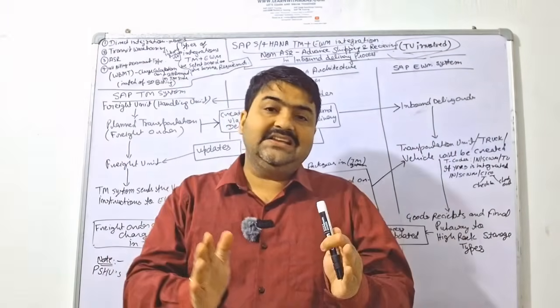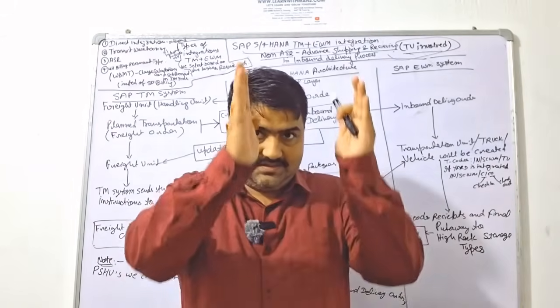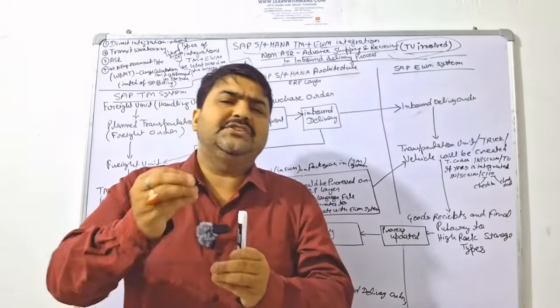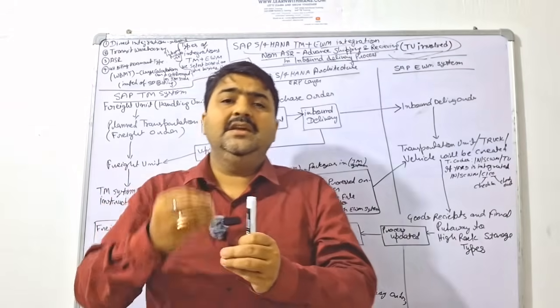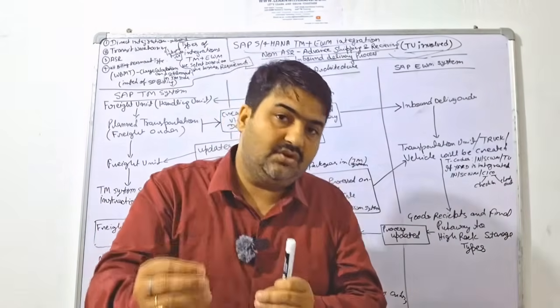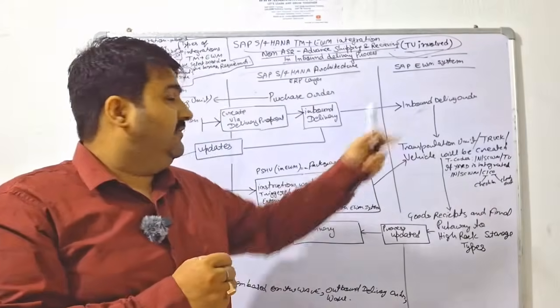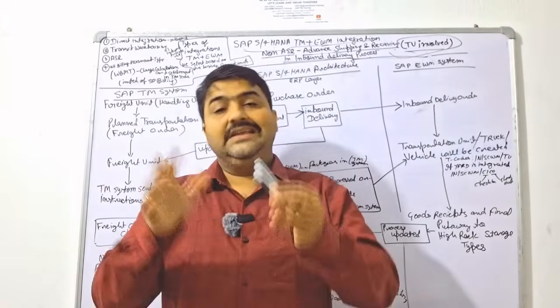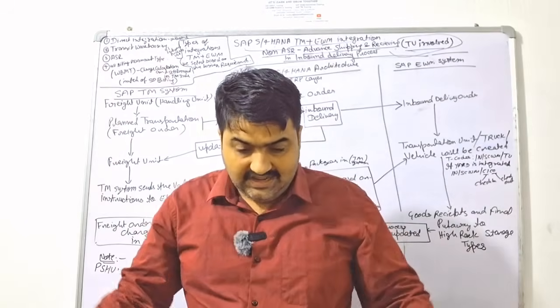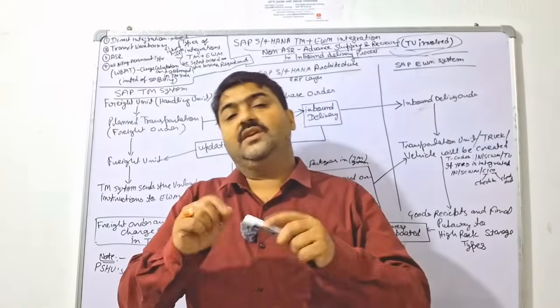In that architecture, I divided the SAP TM system, and the SAP ERP layer, where we create the purchase order, the material master, not the product master, and the sales order for the outbound delivery process, and the SAP EWM system. So this entire thing comes under the S/4HANA architecture.